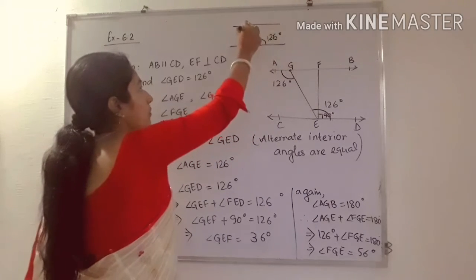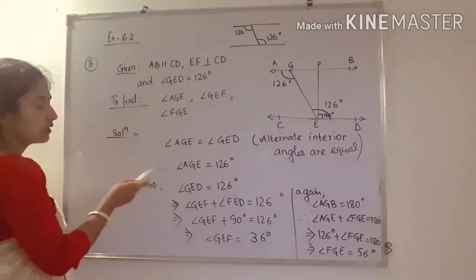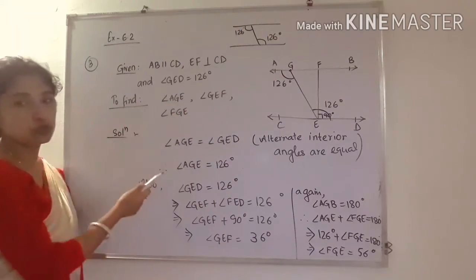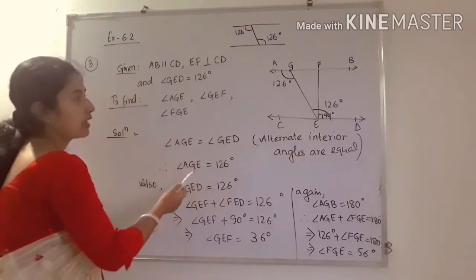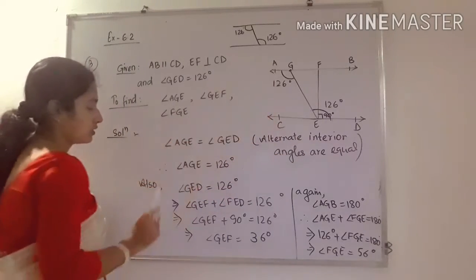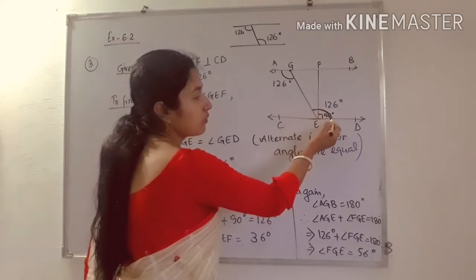So therefore this will also be 126, because they are alternate interior angles. That's what I have written in the first two lines. They are equal because this is the reason. Therefore angle AGE will be 126 degrees. Next, see, this whole angle is 126 degrees.